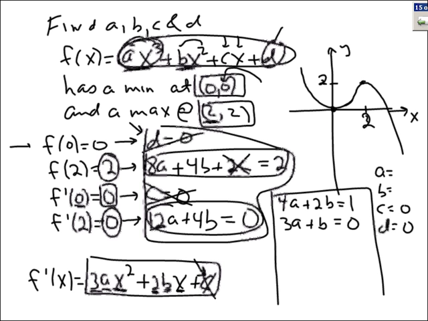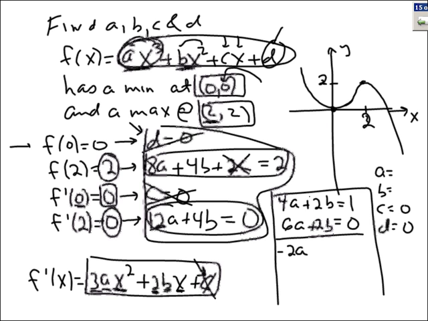Now, if I were a bit clever, I would have divided that last equation by 2. In fact, let us do that. If I divide that last equation by 2, I will get 6A plus 2B equals 0. Now the numbers in front of B are the same. I'm just going to subtract the 2 equations.